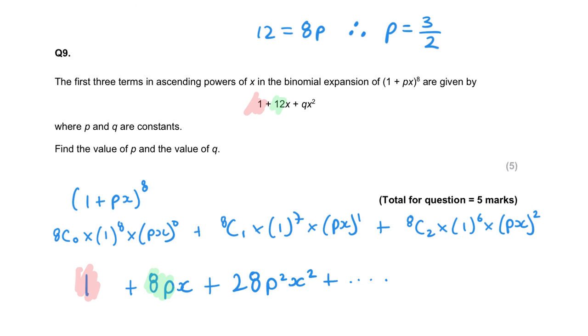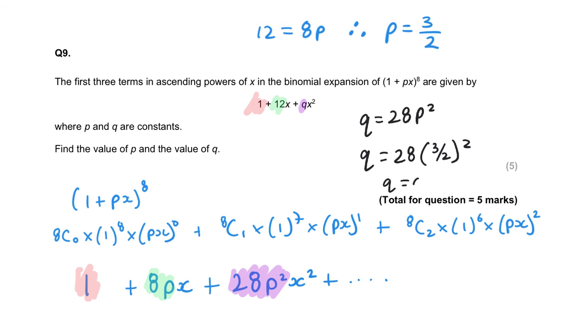Then the next thing I notice is that q equals 28p squared. We know what p is. So q equals 28 lots of (3 over 2) squared. So there we go. So q equals 63. Nice and easy, 5 marks.